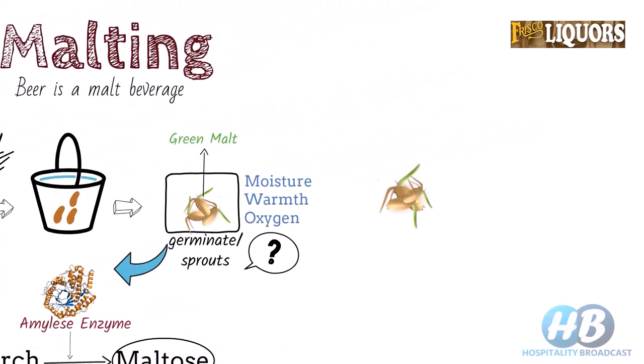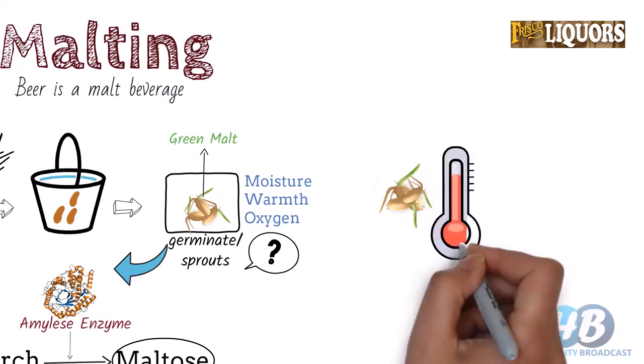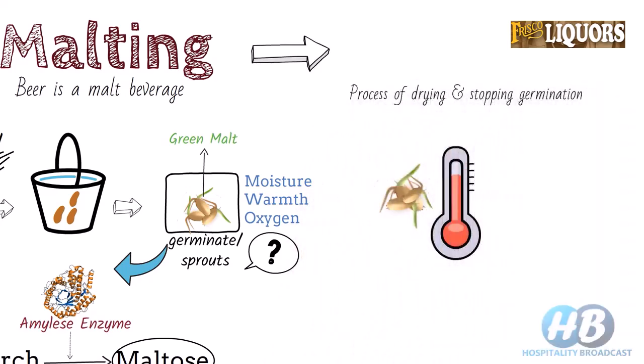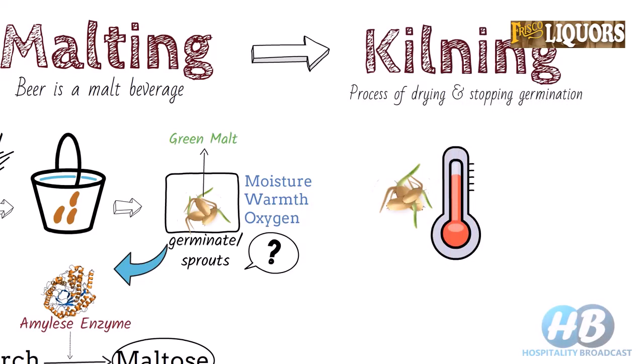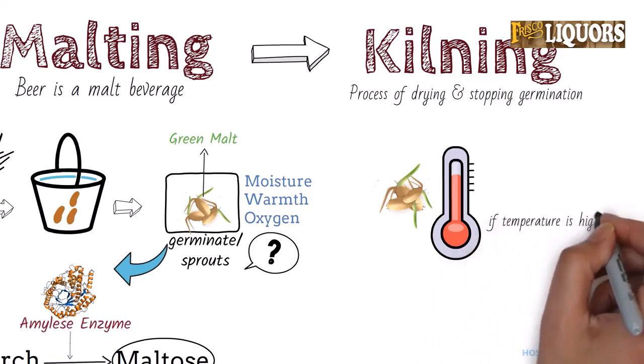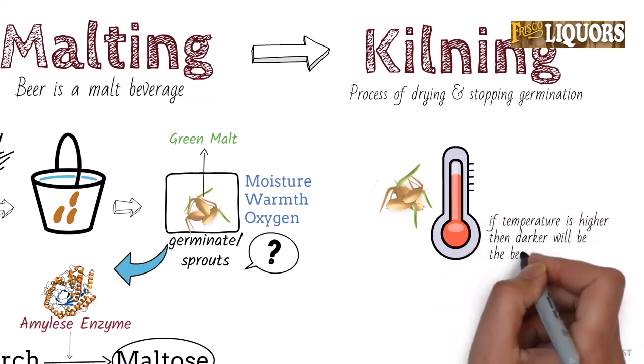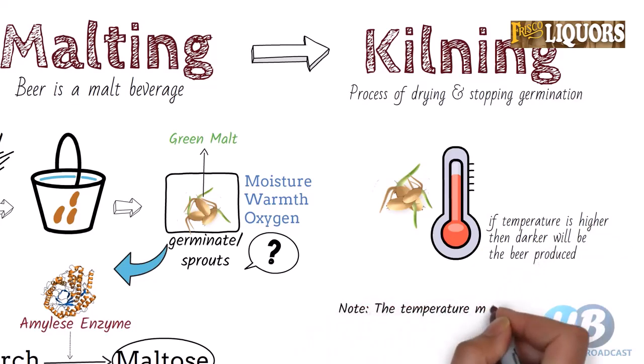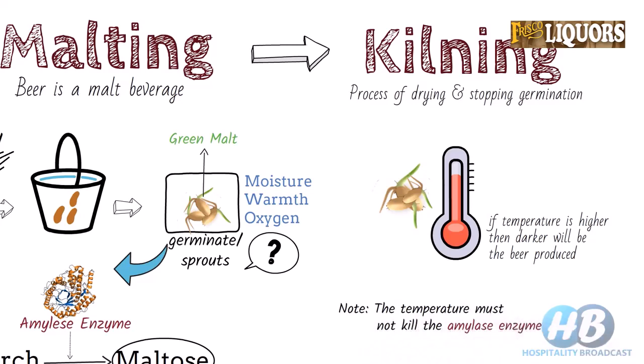Now, this germination process also needs to be stopped as you don't want a new plant. This germination process is stopped by slow heating, and this process of drying and stopping germination is called kilning. Temperature may vary according to the type of beer you want to produce. For example, if the temperature is higher, then the beer you produce will be darker. But remember, the temperature must not kill the amylase enzyme.